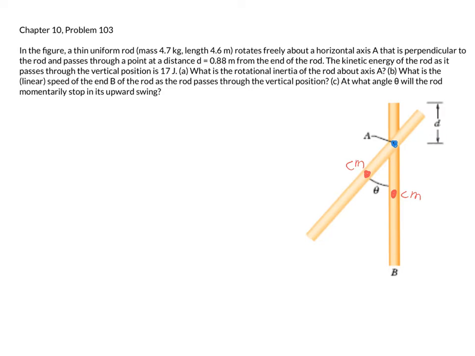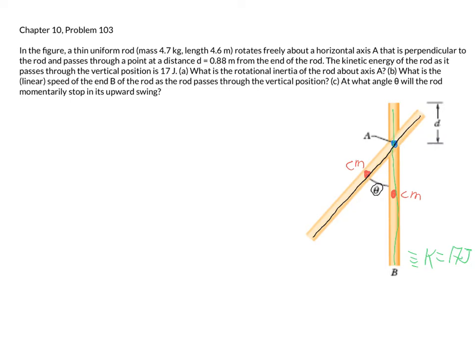The next thing, we're told when it's moving through the vertical position, so when it's down here moving at point B, it has some given kinetic energy, which in this case is 17 joules. Your numbers might be different. Then it's going to rotate up to a new position shown here, and for part C, we're asked to figure out what this angle theta is.